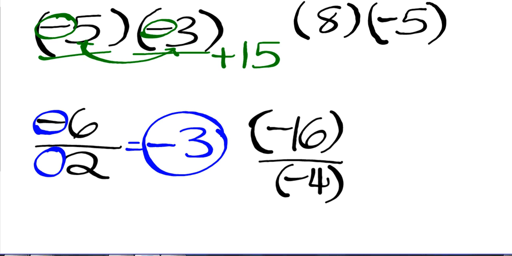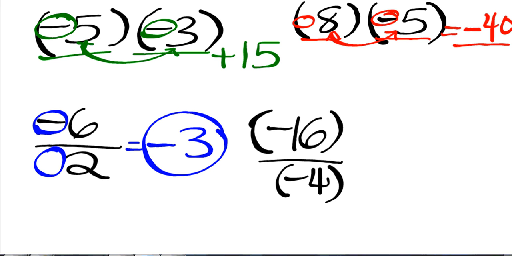Our next example is 8 times a negative 5. So of course I like to look at my signs. I have a positive and a negative, so my answer is going to be negative because my signs are different. The final answer will be negative. And then I just multiply the two numbers together. 8 times 5 is 40. So therefore my final answer is negative 40.